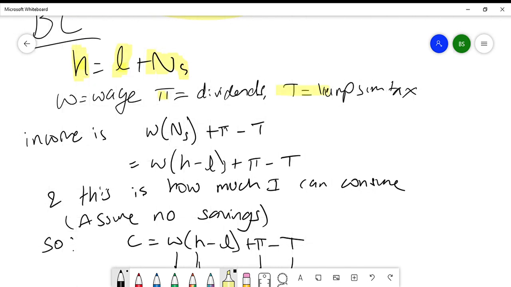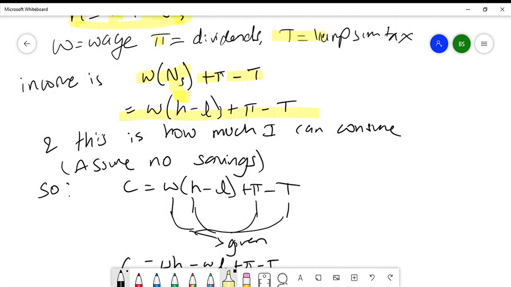So the income that I get is the wage times the hours that I work, plus the dividends that I get from whatever firms, minus the taxes. If I rearrange this equation to put it as H minus L equals NS, then we can substitute that over here, and we have that wage times (H minus L) plus pi minus T is equal to income. So basically this is how much I can consume. This means that C, our total consumption, is equal to this thing.